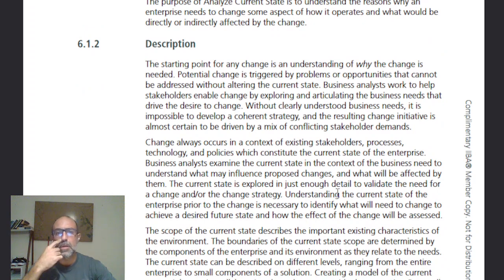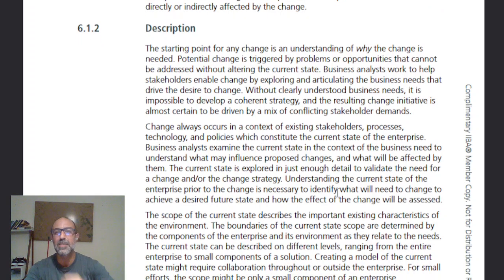What's the description? The starting point of any change and understanding why the change is needed. Potential change is triggered by problems or opportunities that cannot be addressed without altering the current state. Business analysts work to help stakeholders enable a change by exploring and articulating the business needs that drive the desired change. Without clearly understood business needs, it is impossible to develop a coherent strategy, and the resulting change initiative is most certain to be driven by a mix of conflicting stakeholder demands.